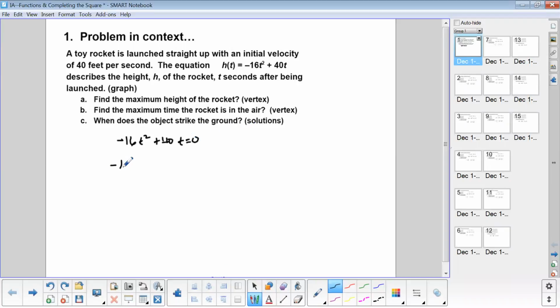And I want to factor out the negative 16 because I need an a value to be 1 while I'm completing the square. And so that's going to give me 40 divided by negative 16. So I want to simplify that. And negative 40 sixteenths are both divisible by 8. So that'd be negative 5 halves. So I've got negative 16 t squared minus 5 halves t equals 0.